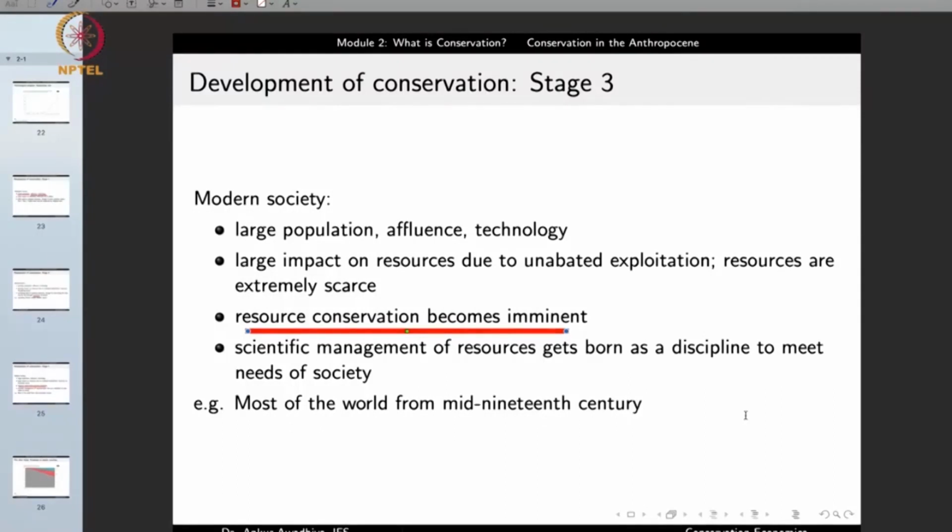But to make use of these resources in a sustainable manner, we not only require this feeling or this devotion to conservation, but we also require means to perform these operations. So we need not just a willingness, but also the technology and the economic inputs that will make this possible. Most of the world from the mid 19th century is now in this stage, and so conservation has become a very important part of life these days.